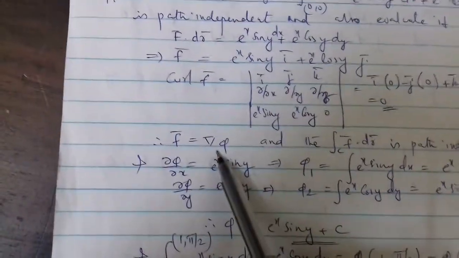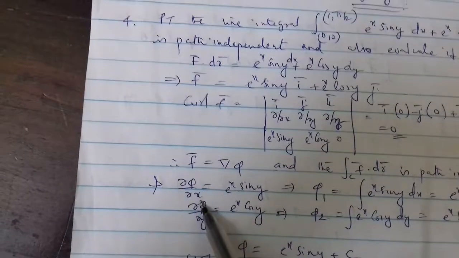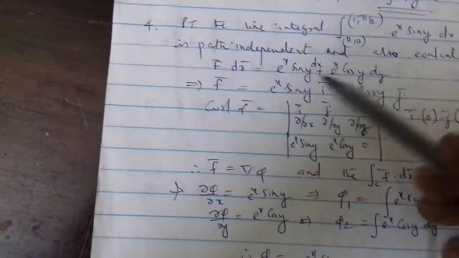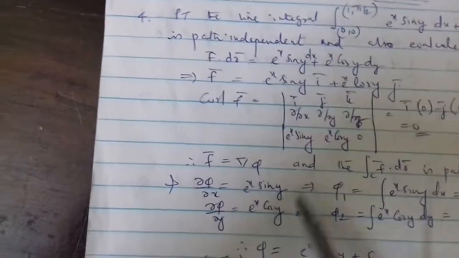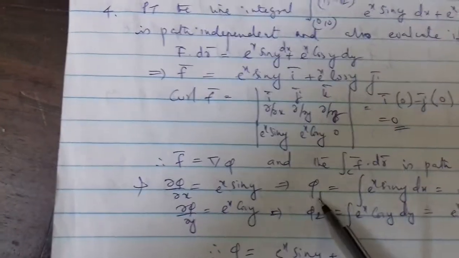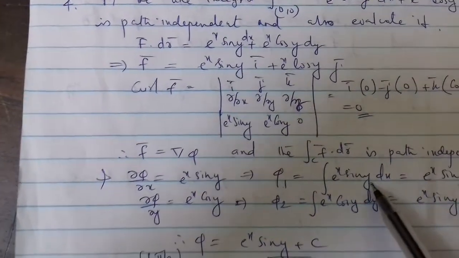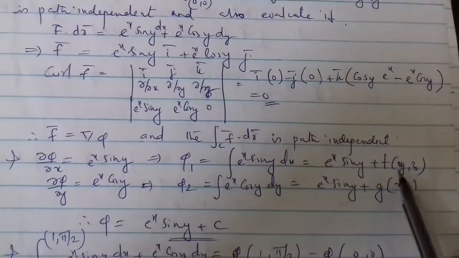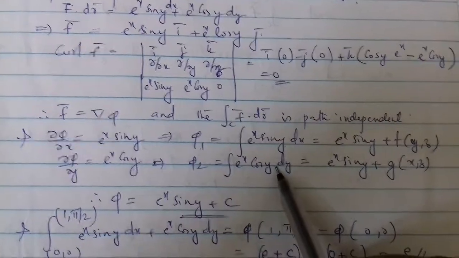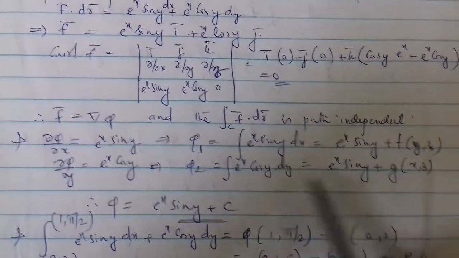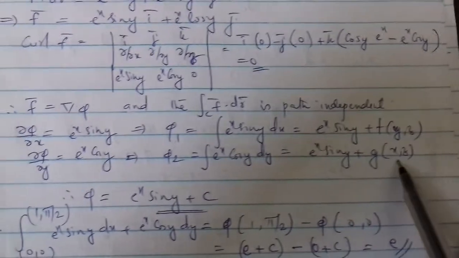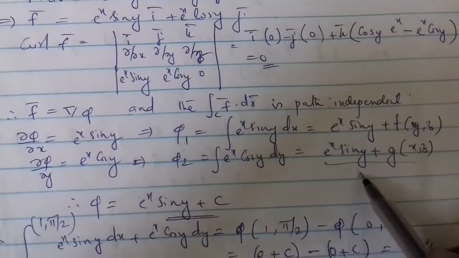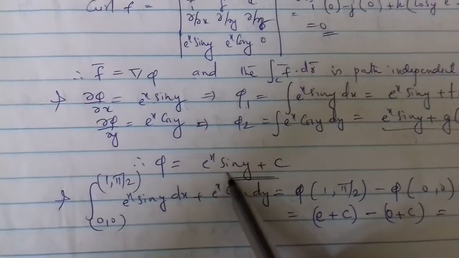F is equal to del phi. So equate here. Dou phi by dou x is the first component, e raised to x sin y, and dou phi by dou y is e raised to x cos y. So integrate with respect to x. Integrating e raised to x sin y, with sin y as constant and integrating e raised to x, gives e raised to x sin y plus a function. Integrating the second with respect to y, with e raised to x constant and the integral of cos y being sin y, gives e raised to x sin y plus another function. From these two terms, what is phi? e raised to x sin y is present once, so write it once, plus no other function, so a constant.